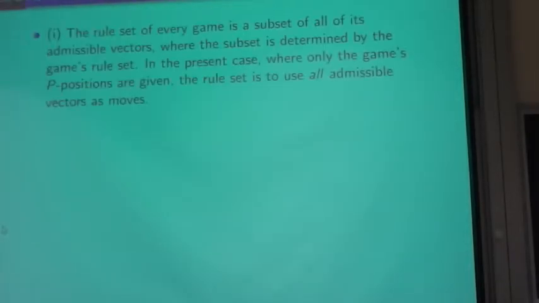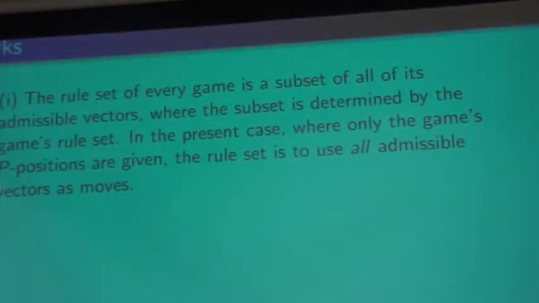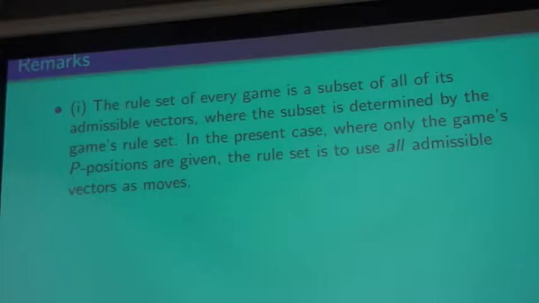And here are some remarks. Usually, you start the other way around. You have some rule set of a game, and it's a subset of, it's determined by the rule set of the game. Here we don't have an a priori rule set, but we are only given the P positions. And therefore the rule set is to use all admissible vectors as moves.